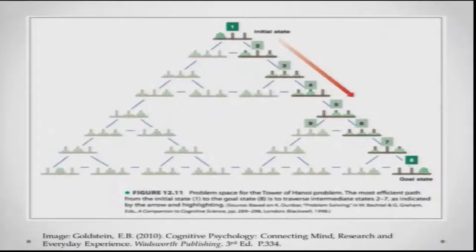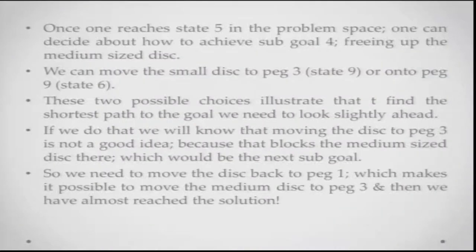I'll just go back here. So when you're actually at sub goal 5, what you have to do is free up the middle disk. So you can either move it to peg 3, or you can go to goal 6. Again, you have to figure out what needs to be done to eventually reach the goal state. That's pretty much what you have to do.